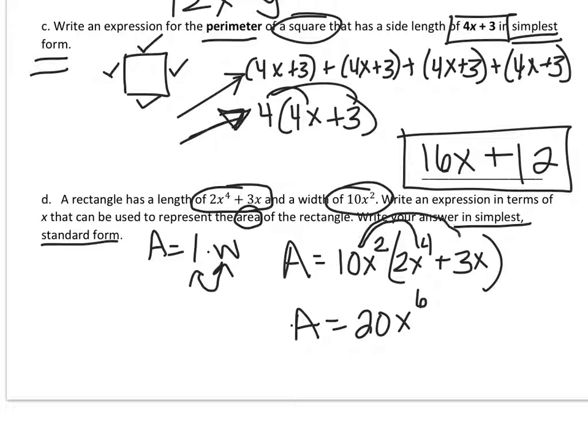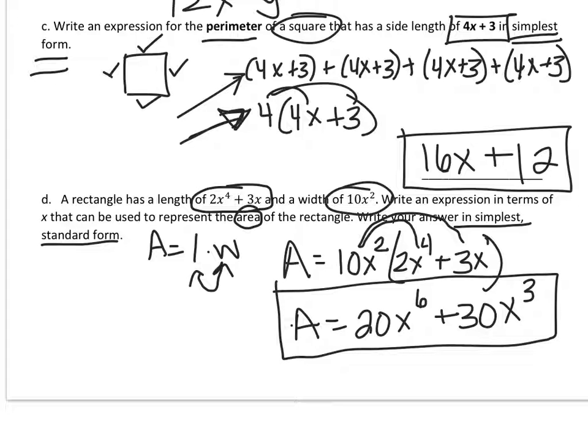10x squared times 3x to the 1st. 10 times 3 gives me 30. X squared times x to the 1st gives me x to the 3rd. You cannot combine these two because they're not like terms. This has a 6 as an exponent, this has a 3. So this is the area of the rectangle in its most simplest standard form.